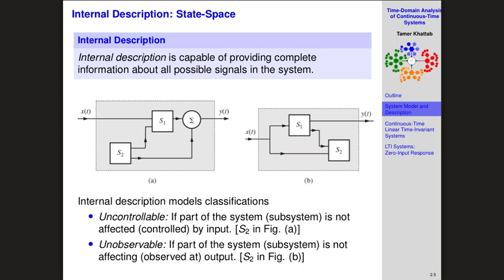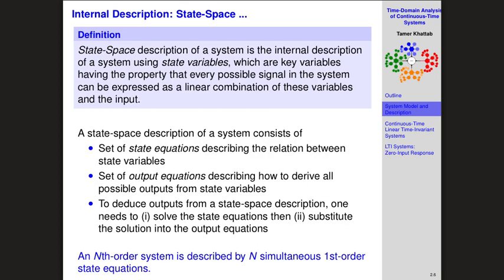That's called the internal description, and the most commonly used representation in engineering is called the state space representation. I don't know if you heard about this maybe in your mathematics for engineering course. State space representation describes a system, and it is an internal description. It uses something called the state variables. These are critical signals inside the system that if you know them, it's sufficient for you to know every other signal inside and outside the system.